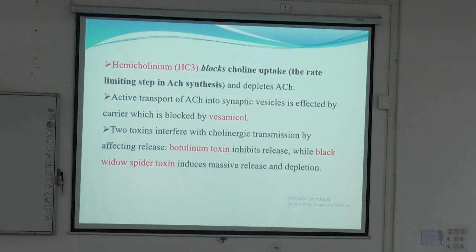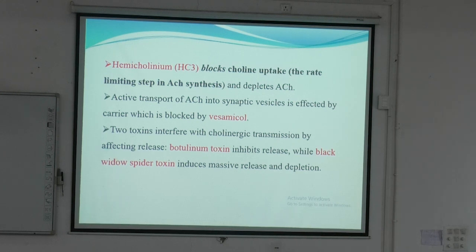Two toxins, basically there is another toxin, the black widow spider toxin. Botulinum toxin, we have seen, inhibits the release, and black widow spider toxin induces massive release and ultimately depletion. When there is massive release of the acetylcholine, there will be a shortage of the choline, and a shortage of the acetylcholine supply in the synaptic cleft. So this is the other way by which the black widow spider toxin acts. So basically they cause massive release of the acetylcholine and ultimately depletion of the acetylcholine.